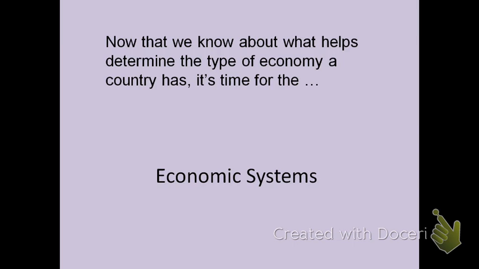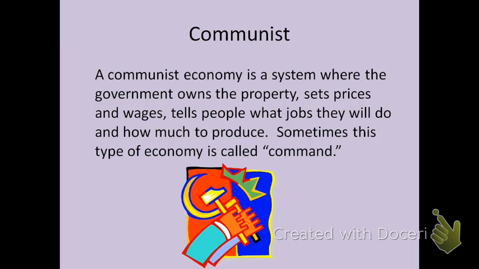So, now that we know about what helps to determine the type of economy a country has, it's time for the economic systems. Communist. A communist economy is a system where the government owns the property, sets the prices and wages, tells people what jobs they will do, and how much to produce. Sometimes this type of economy is called a command economy. So in a communist economy, the government makes all the decisions.